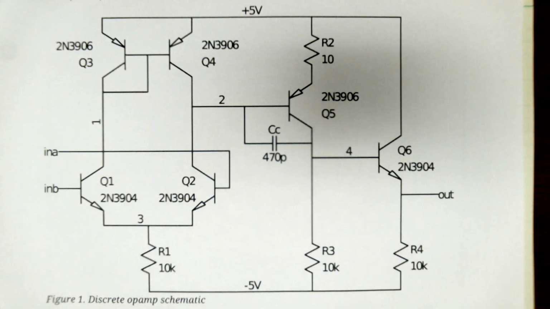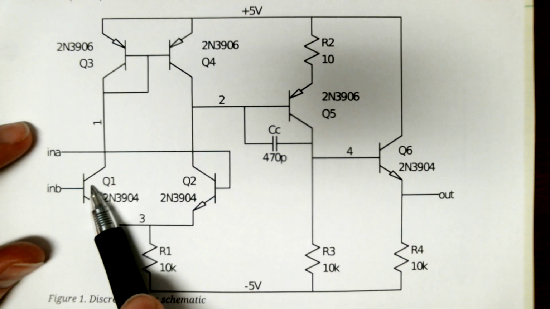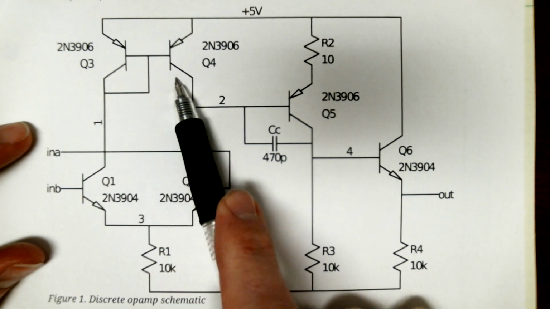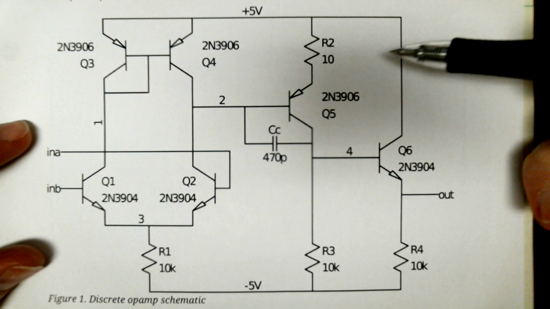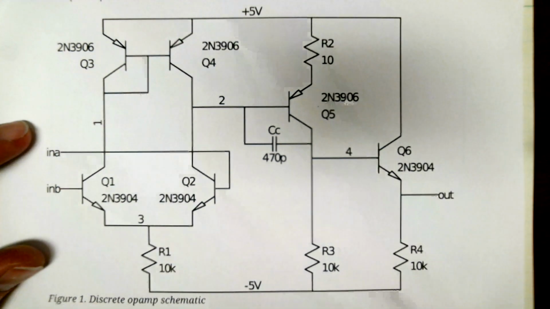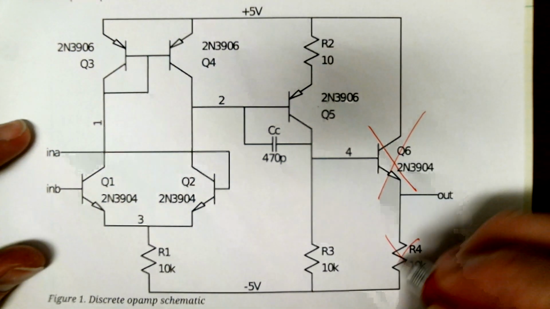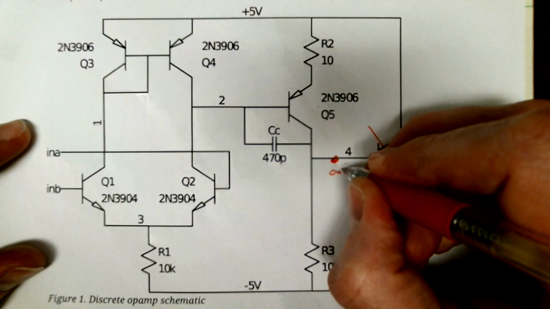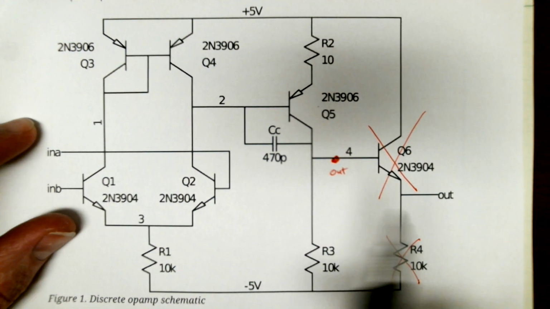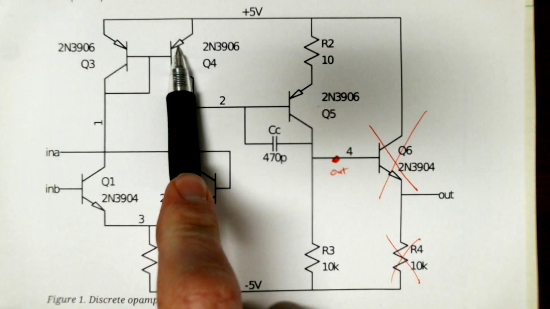Okay, we're going to start with the small signal model of this opamp. First of all, replace Q1, Q2, Q3, and Q4 with their small signal equivalent circuits. Do the same thing for number 5, and we're going to actually leave out number 6 and R4, and this is going to be our output node. I'm going to start with 3 and 4 on the top because it's in the upper corner.